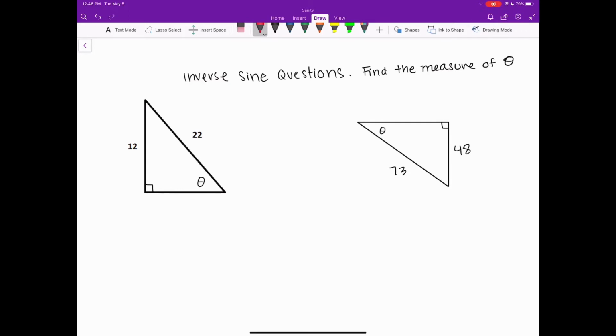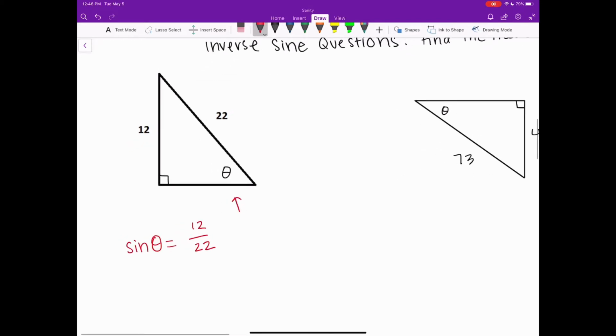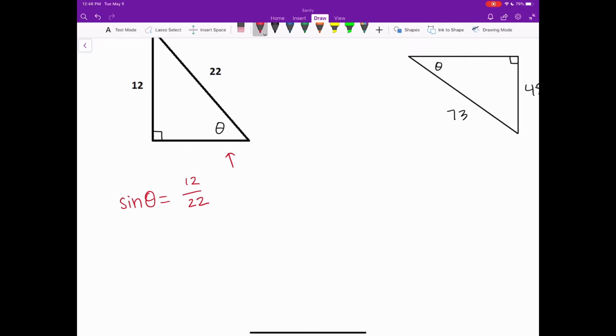So inverse sine questions, find the measure of theta in all of these. In this triangle, I have a reference angle of theta here. I'm just going to set up a sine equation, and then we'll see what we can do there. So from here, I can already write sine of theta equals, again, sine of theta is opposite 12 over my hypotenuse 22. So my inverse sine is going to take an input of my sine ratio of 12 over 22, and it's going to tell me what my angle measure is. That's something that we can plug into the calculator. I'll show you how to do that in just a second.